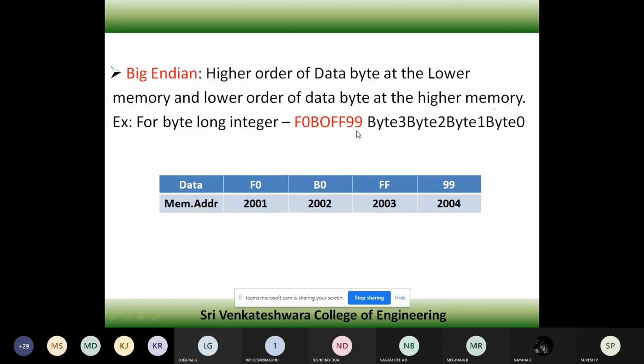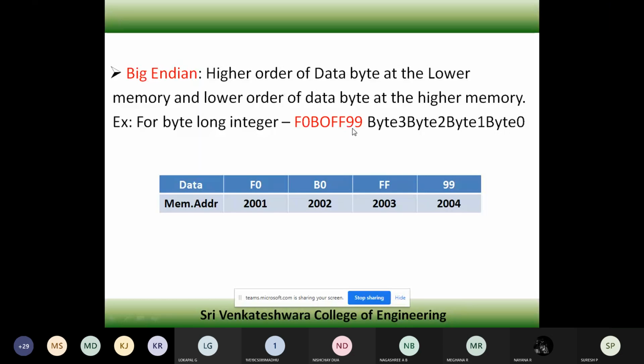Now, as the title indicates, the lower order data byte goes at the higher memory. So to store 4 bytes of data, you require 4 memory locations. Assume that I have to store this data in the memory locations 2001, 2002, 2003, and 2004. Here the higher address is 2004. So in 2004, I have to store the lower byte.